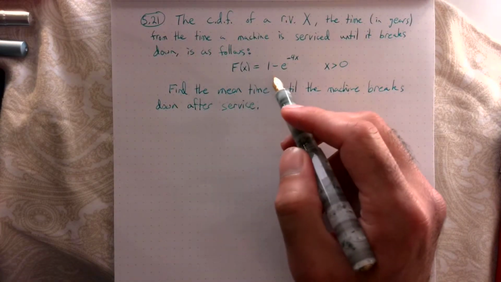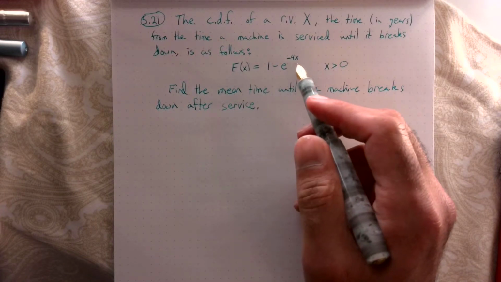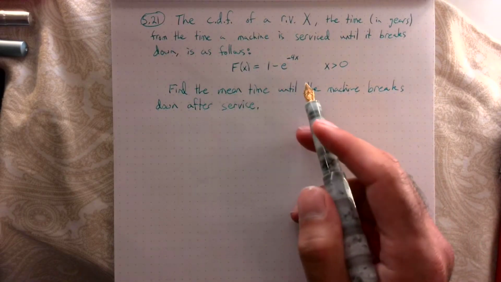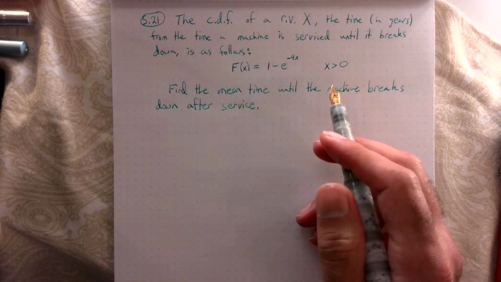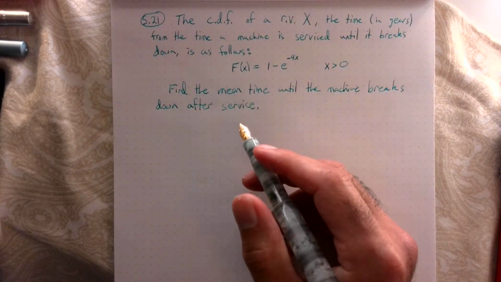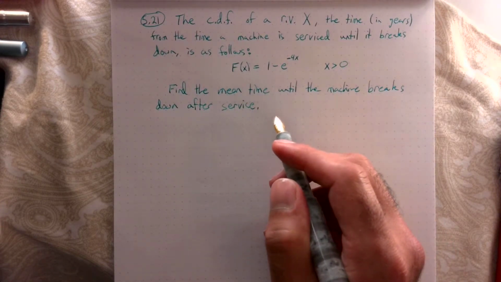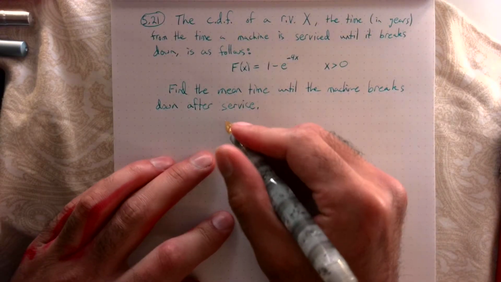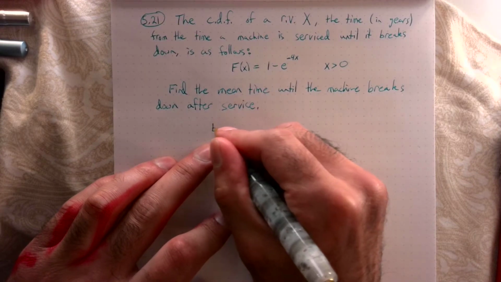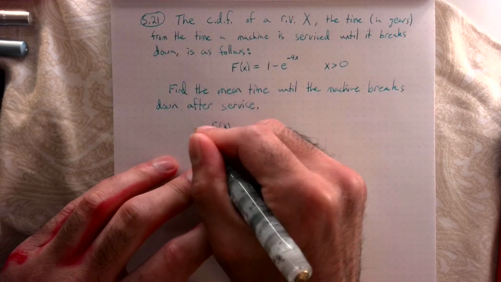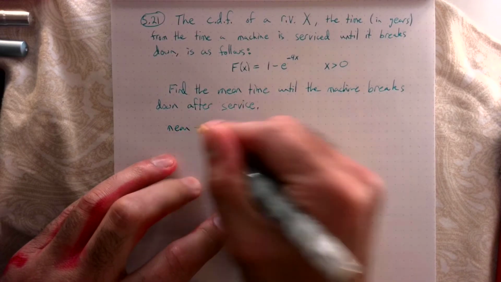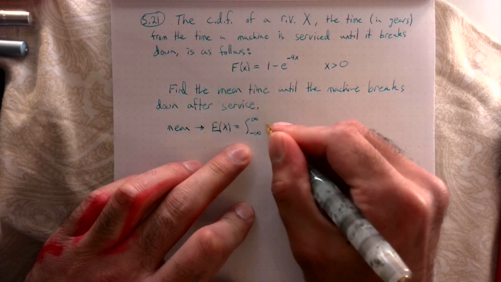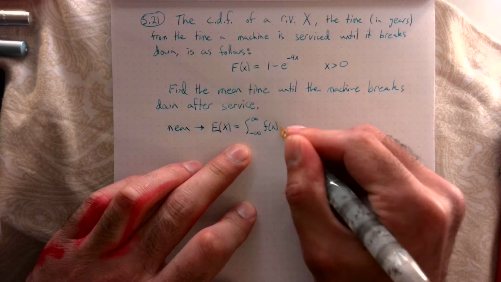So capital F of x is equal to 1 minus e to the minus 4x, where x is greater than 0, and presumably it's going to be 0 otherwise. And then we want to find the mean time until the machine breaks down after service. So we want to find the mean, so we want to find the expected value of x, right? This is the mean, which is going to be equal to the integral from negative infinity to infinity of our density function f of x dx.